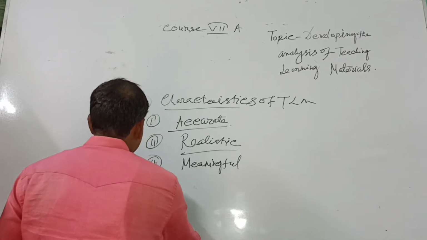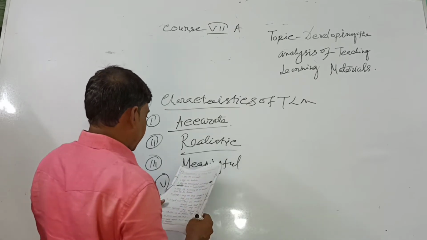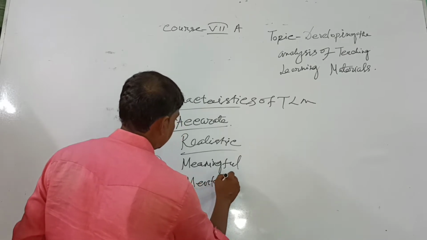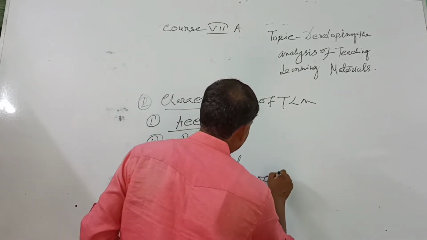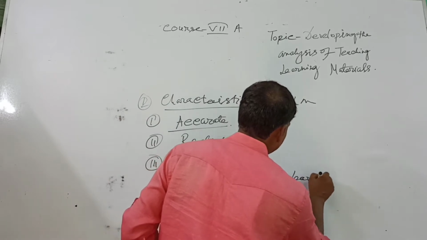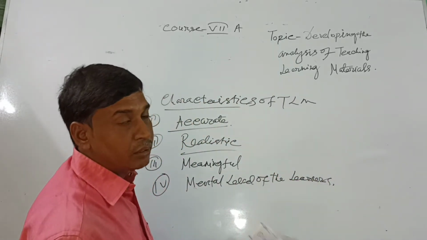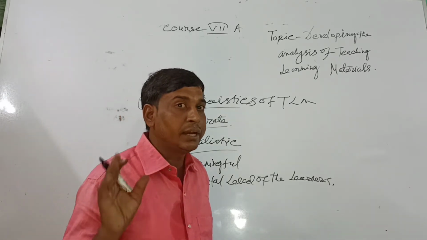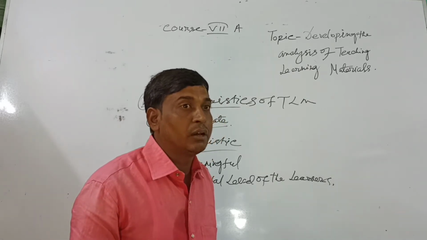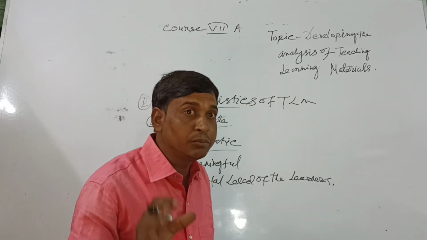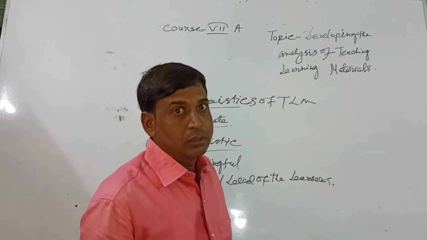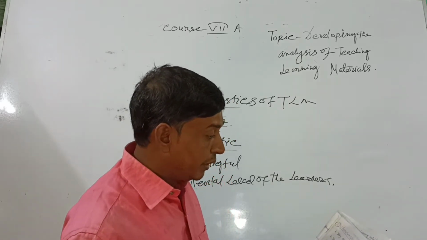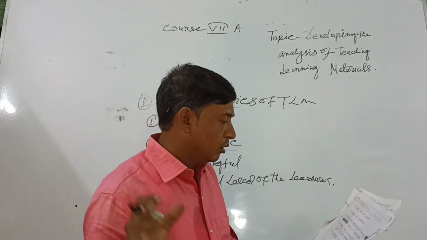Another feature: mental level of the learners. Your TLM should suit the mental level of the learners. That is, when you make the TLM, you should remember that it should be based on the age of the learners, according to the capacity the student possesses. That is the mental level of the learners.